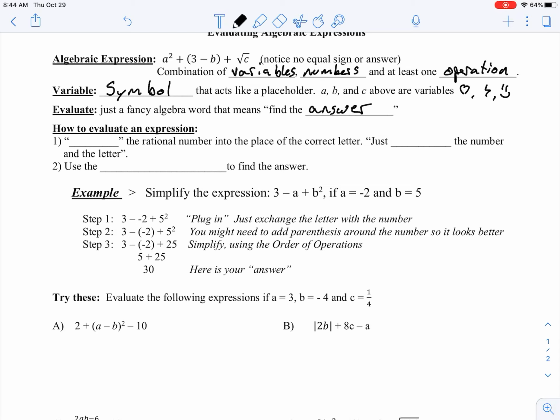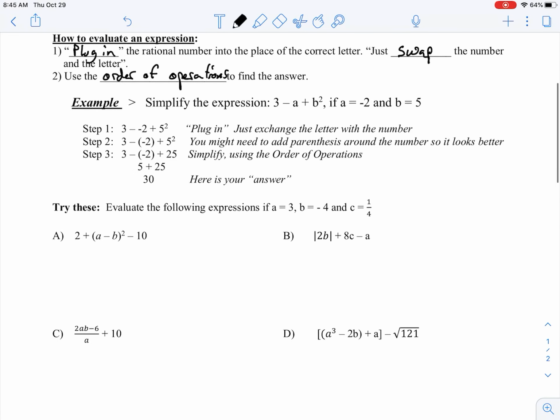So how to evaluate an expression. The first step, step one, is to plug in the rational number in place of the correct letter. So all we're doing is swapping the letter that we have there with a number that we're given. And then we are going to use our order of operations to find the answer. So just like evaluating expressions the other day, but now we have one extra step. We have to plug in the values that were given for the unknowns.